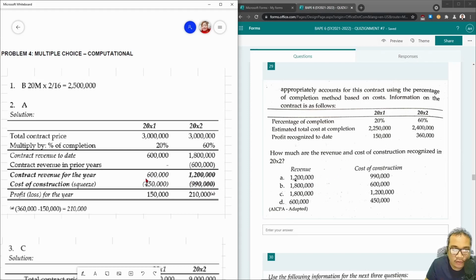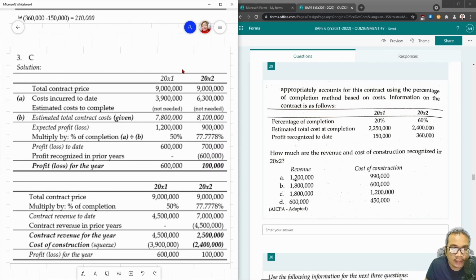So, 450 yung cost of construction mo and 600 yung revenue mo for the current year, for 20x1. For 20x2, your cost of construction is 990. Contract revenue mo naman is 1.2. So, that is letter A. Yeah? Oh, tandaan nyo, mga contract for the current year lang hinahanap. So, tanggalin mo yung previous year kasi accumulate yan. Cumulative kasi yan. Don't forget about that.